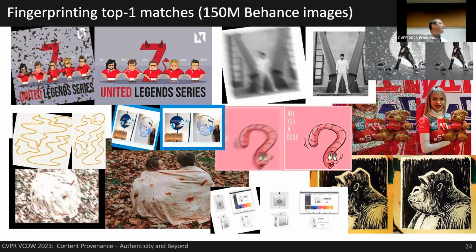So these are some examples of the matches that the model is able to make over a corpus of 150 million images, in this case from the Behance platform, which is a large artistic portfolio site that's run by Adobe. And we can see here that on the left is the query, and then the right is the top one result. So it can deal with quite severe augmentations.